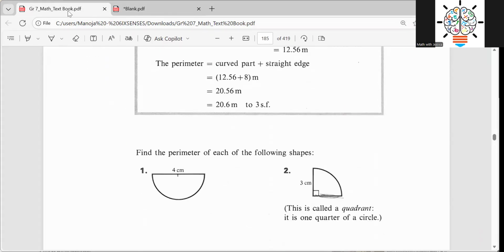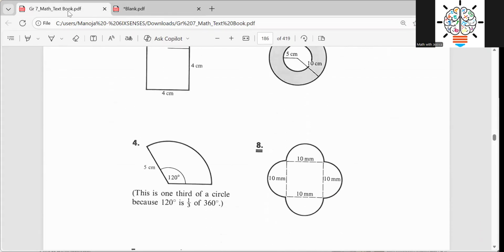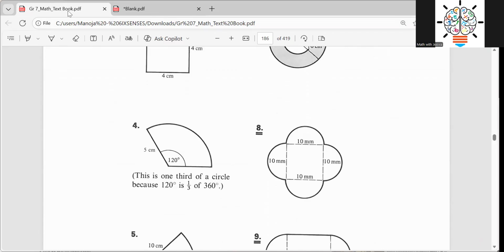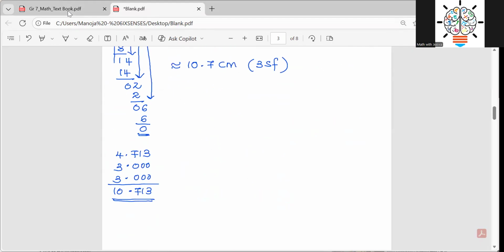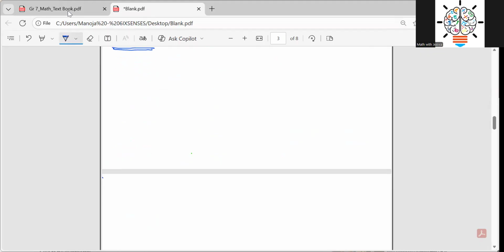Now I am moving to another question here. Look at this, the fourth one. If you have this kind of question, children, now they have given it like this. You have something like this and something like this, and you have the curve path like this. What is this angle? It is 120, something like this. And what is the radius they have given? 5. If this is 5 centimeters, this is also 5 centimeters.